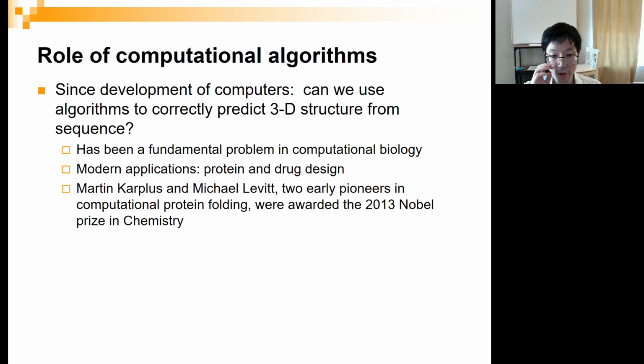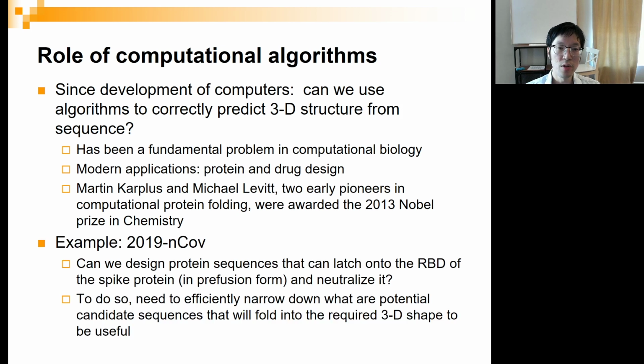I mentioned there are significant applications in protein drug design. Specifically, if I want to link it to the coronavirus, this would be one example of a relevant question: can we design protein sequences that can latch onto the receptor binding domain of the spike protein? Specifically, we want to do that in prefusion form, in other words, before it attaches to host cells, and therefore neutralize it.